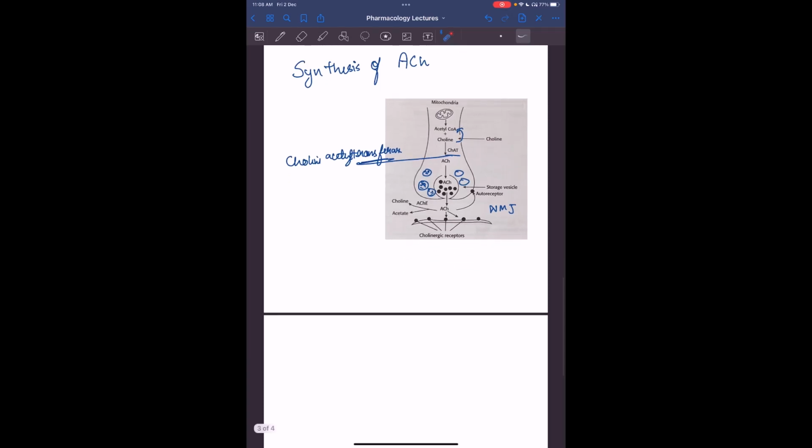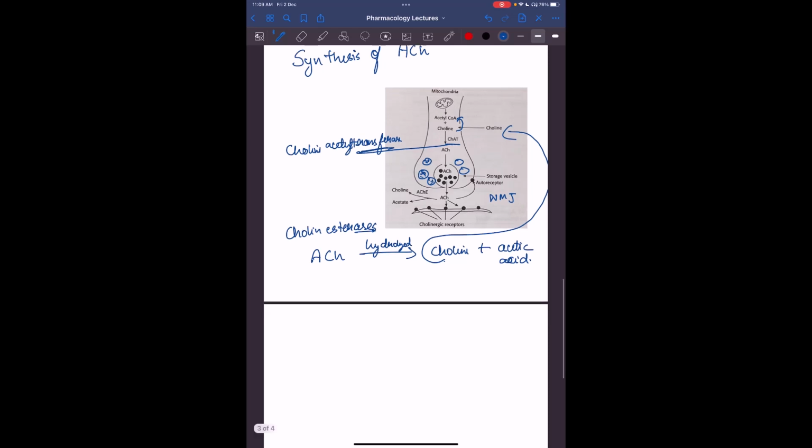Now once acetylcholine is synthesized, what happens? There's an enzyme known as cholinesterase. By the name itself, esterase means breaking down. So acetylcholine gets hydrolyzed to choline and acetic acid. And this choline is again taken up by the neuron for the synthesis of acetylcholine.